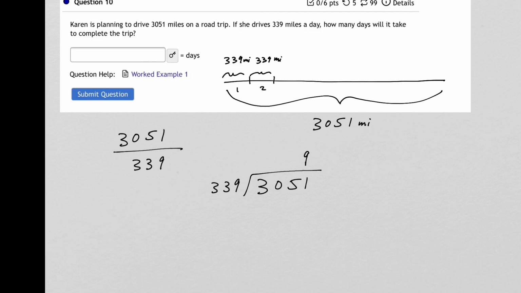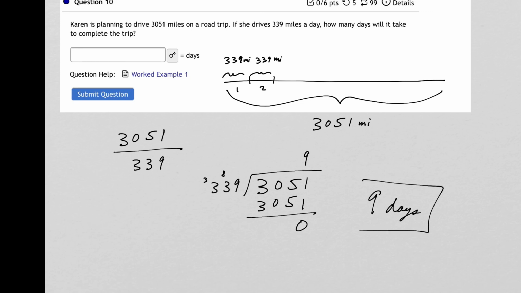So 9 times 9 is 81. 9 times 3 is 27 plus 8, right, which is 35. And then 9 times 3 is 27 plus 3, which is 30. Yeah, that does work. And in fact, the remainder is 0. So actually, it goes in exactly 9 times, so that's going to be our answer, right? Our answer is going to be 9 days. It'll take 9 days to complete this trip. Okay, but it was nothing more than really a division problem in disguise.